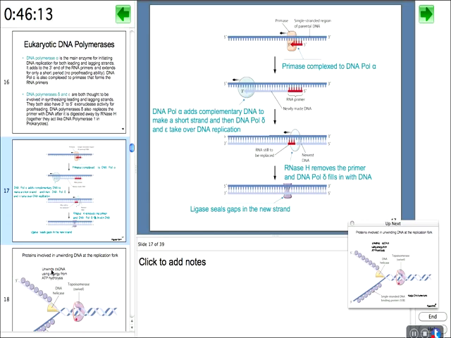Eventually, at the end, you're going to have to get rid of that primer for complete replication because the primer is RNA. You may remember in a prokaryote that's done by DNA pol 1. Here it's actually done by an enzyme called RNase H that removes the primer, and it's filled in by DNA pol delta, which fills in with new DNA. Any little nicks or holes that are left over are going to be sealed up by ligase. Ligase will seal any pieces together.